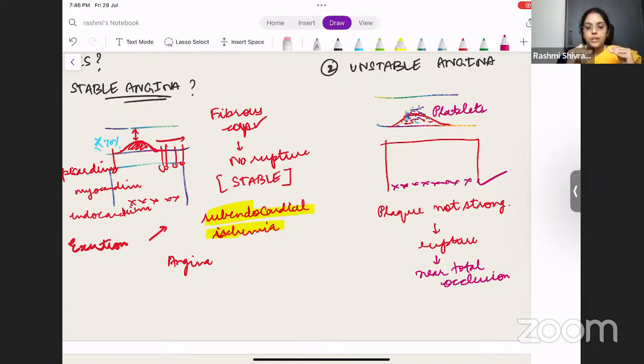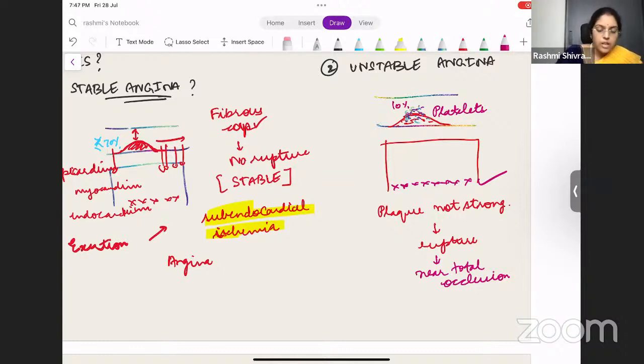So in that process, what happens? There is near total occlusion of the vessel, but there is still some amount of blood supply. So that is why there is no infarction. If the blood supply was totally cut off, then there would be infarction. But there is still some blood supply, say around 10% at least, left. Okay. So because of that near total occlusion, there is subendocardial ischemia, but there is no infarction.